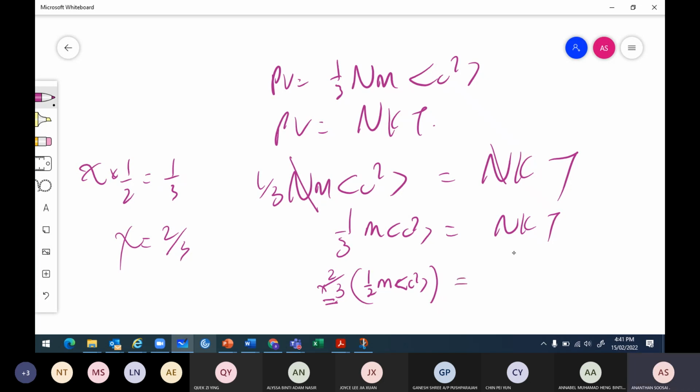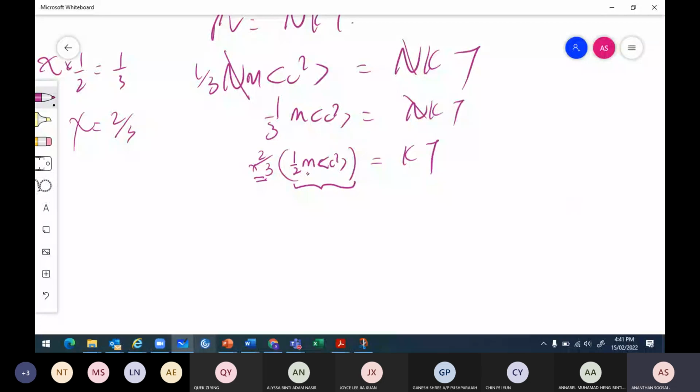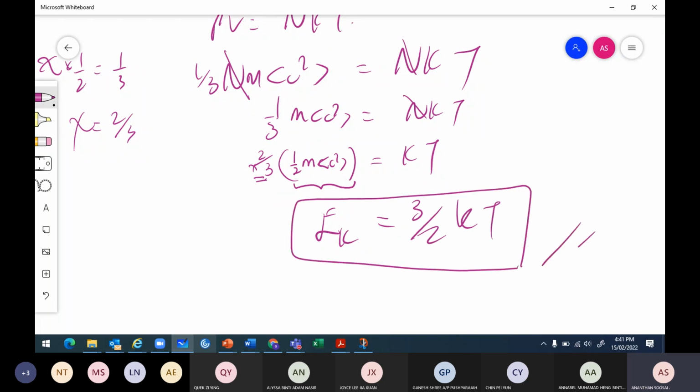Why do we do this? Here the n cancels, and it's going to be left with kT. Why do we do this? We want to find half mc squared. So the kinetic energy of the particle is equal to 3/2 kT, bringing 2/3 to the other side. This is one of the biggest discoveries in theoretical science. They found the kinetic energy formula for one particle, 3/2 kT.